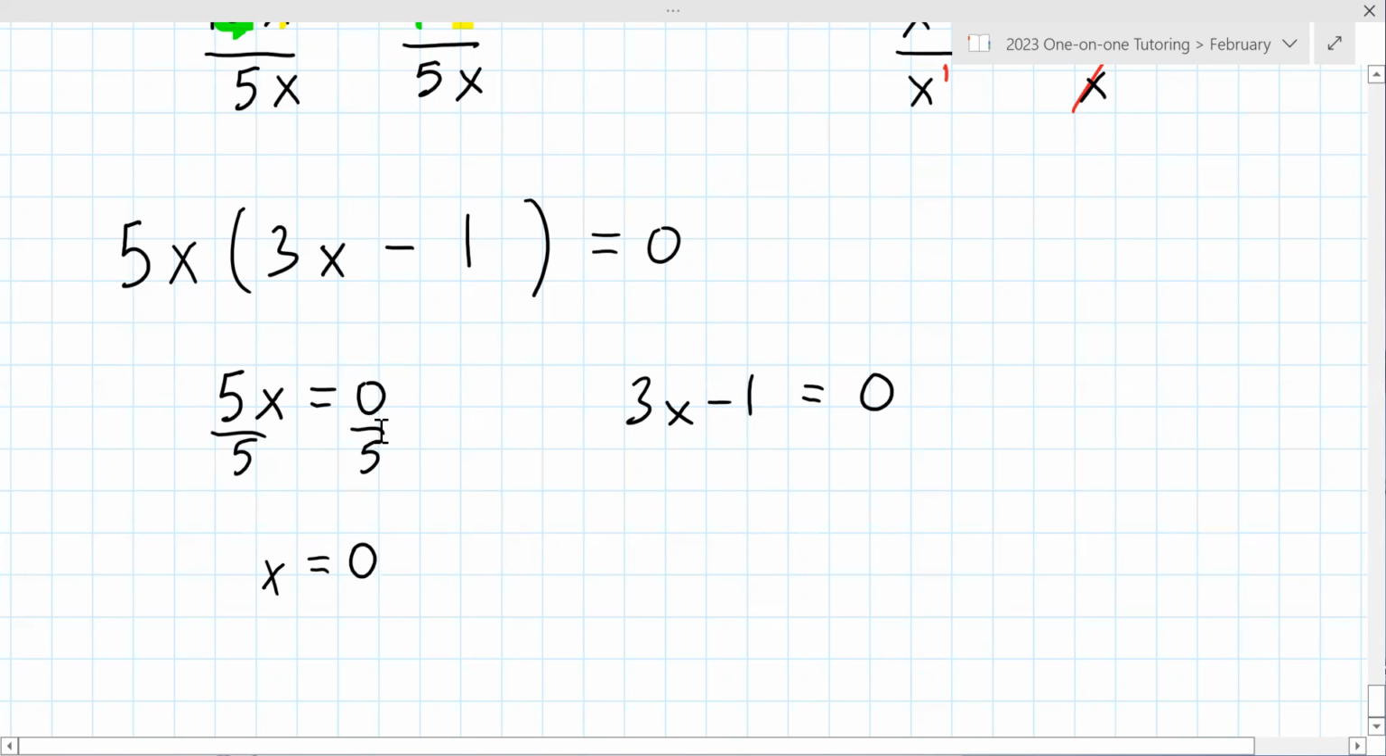Division is sharing. You have nothing to share. Five people want whatever you have. How about on the other side? Look at the side with the variable. Do you add 1? Yes. You start with that, and then you divide by 3, and then you get 1 over 3. X equals 1 over 3.